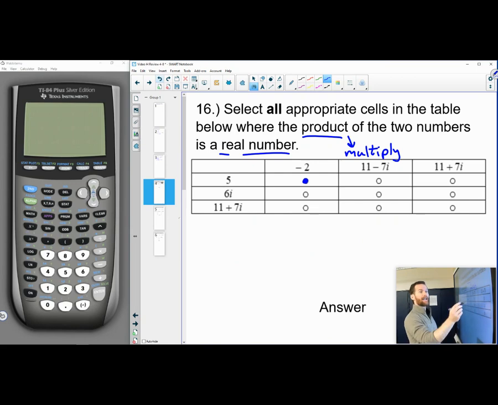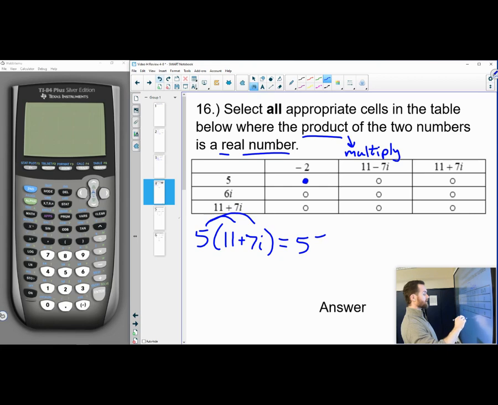Now we're going to try the 5 and the 11 plus 7i. Some of you might be able to predict this answer already. I'm going to show all my work, though, in case anyone needs to see it. Distribute. 5 times 11 is 55, plus 5 times 7i is 35i. And that's as far as we can go. There's no more like terms to combine or any powers of i to simplify, and there's still an i there, so that's not a real number, so we do not pick that cell.